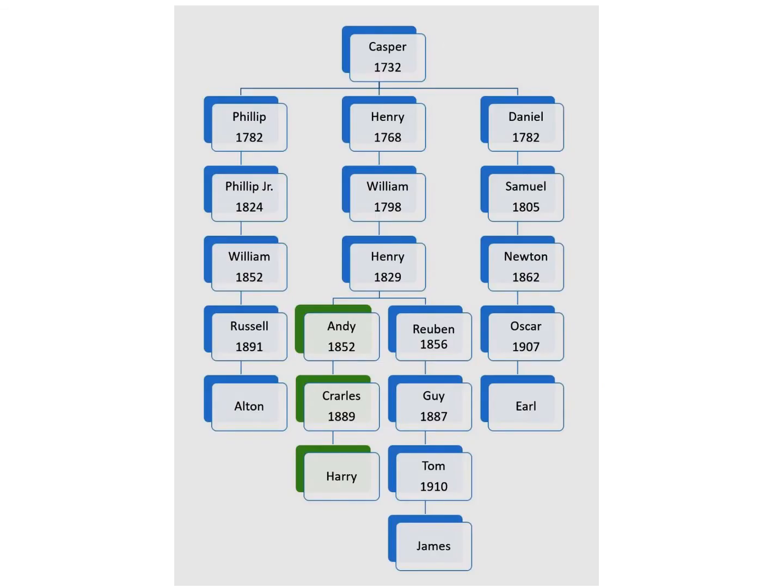Now here's the group of people. Up at the top you'll see Casper, who was born in 1732 and we don't know where, and 3 of his 5 sons and their descendants. And down near the bottom you see James, that's me. Harry is one of my cousins that's branching off, as you can see in the middle. And Alton and Earl are both 4th cousins of mine, once or twice removed.